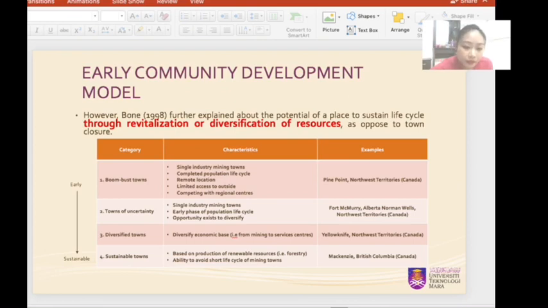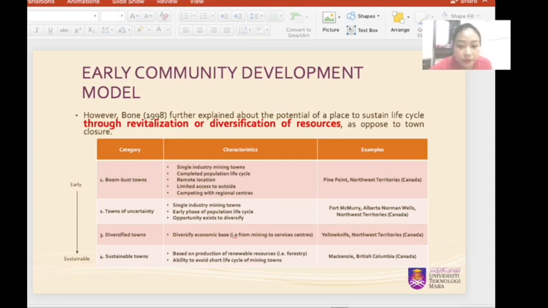Next one, towns of uncertainty. The characteristics are single industry mining towns, early phase of population life cycle, opportunity exists to diversify. For example, Fort McMurray, Alberta, and Norman Wells, Northwest Territories, in Canada.